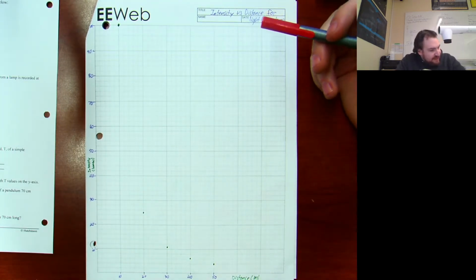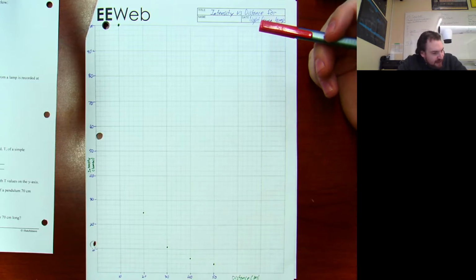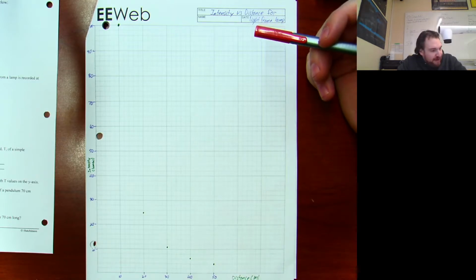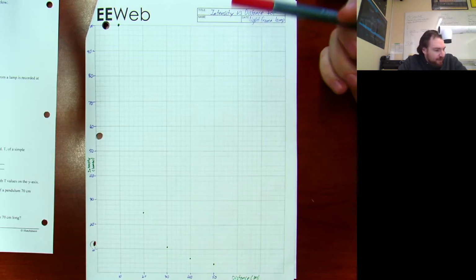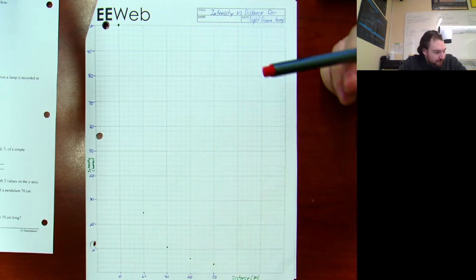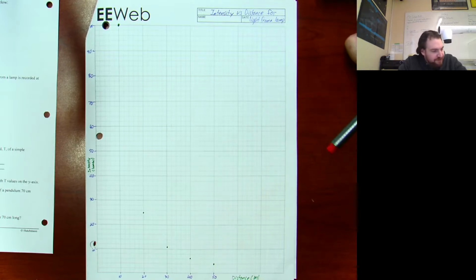So this is the intensity of light in lumens emitted from a lamp recorded at various distances away. So 10 meters from the lamp, it was 100 lumens, 20 meters is 25 lumens, 30 meters is 11.1, 40 is 6.3, 50 is 4.